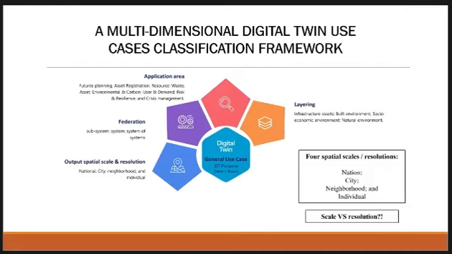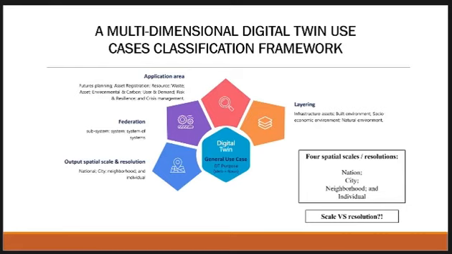In terms of the output of a digital twin, the output may vary in terms of the spatial scale and the spatial resolution. So we have identified 4 different levels of scale or resolution, which are, on top of all, the national, and then the city, the neighborhood, and finally the individual.